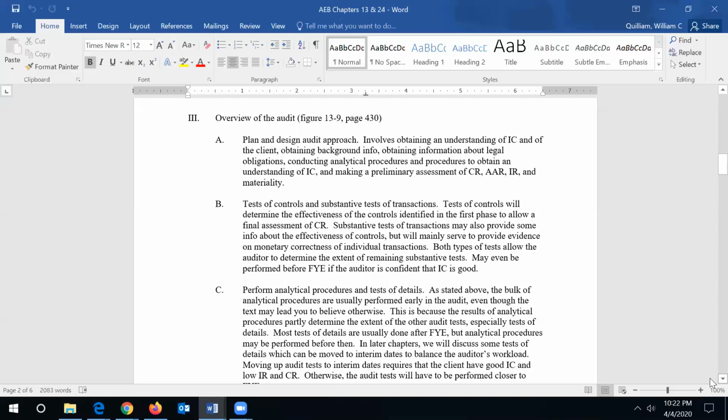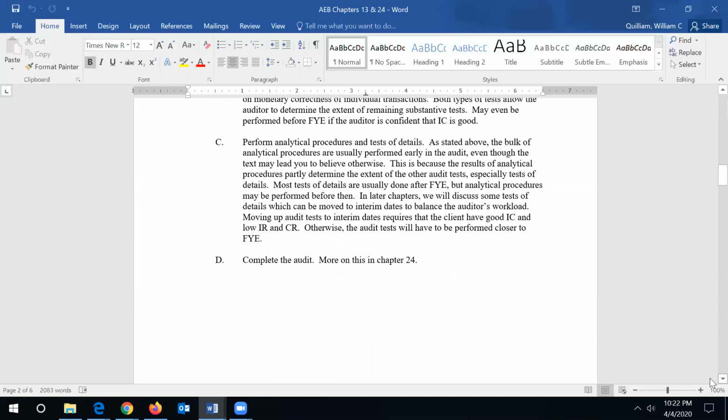Then B, the next phase would be test of controls and substantive tests of transactions. Well, tests of controls will determine the effectiveness of the controls identified in the first phase to allow a final assessment of control risk. And substantive tests of transactions may also provide some information about the effectiveness of the controls, but will mainly serve to provide evidence on the monetary correctness of individual transactions, because we are focusing on the dollar amount there and making sure it's correct. Both types of tests allow the auditor to determine the extent of the remaining substantive tests, and they may even be performed before fiscal year end if the auditor is confident the internal control is good.